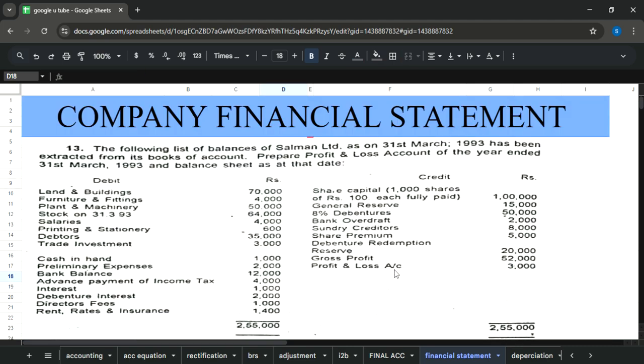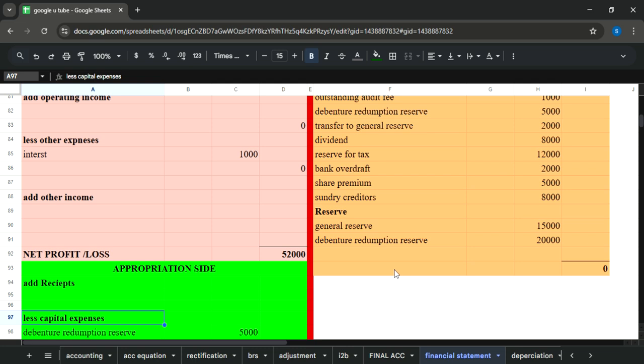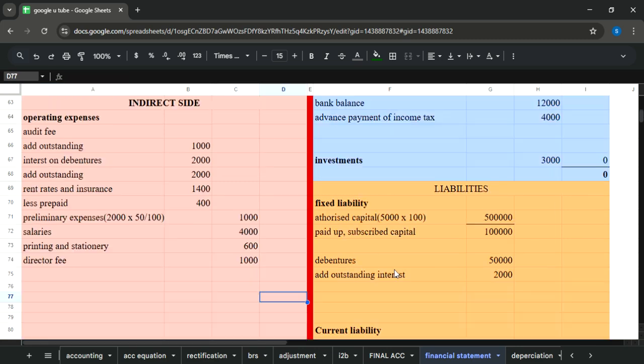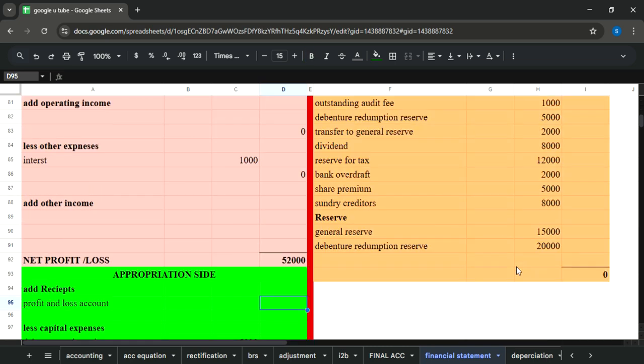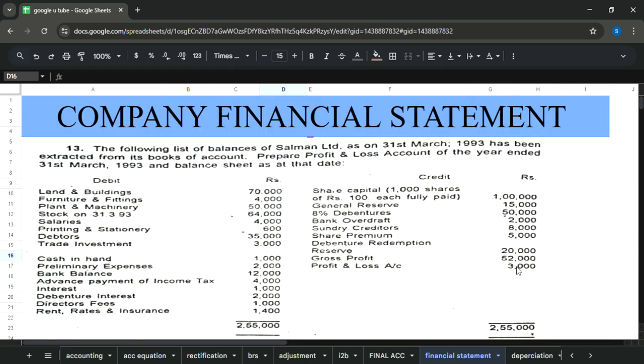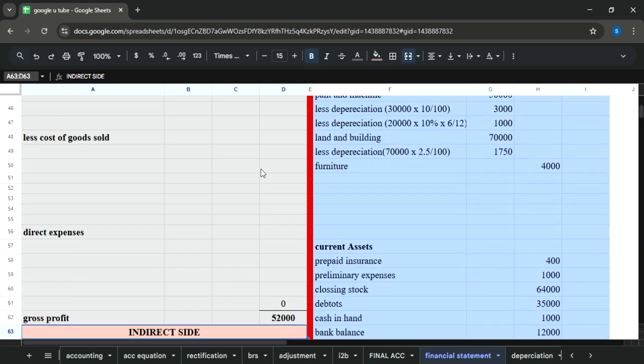Last, profit and loss account. This is part of appropriation. So here the profit and loss account would be mentioned. Amount of profit and loss account is 3,000. So just write down 3,000 on the appropriation side. In this way, all elements present on the credit side are also recorded, the debit side was completed, adjustments were completed. It means we are now ready to start our calculations for net profit.